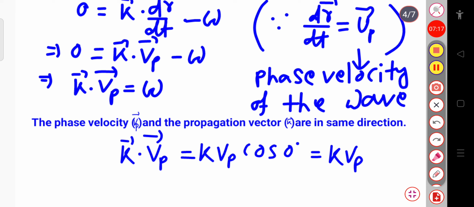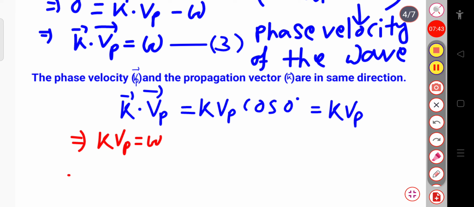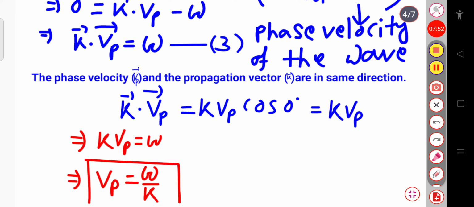Okay, now if I put this in equation 3, I am substituting in place of k vector dot Vp vector the magnitude of k into the magnitude of Vp. Vp is the phase velocity, so this will be k into Vp equal to omega, right? Or we can write the phase velocity Vp equal to omega divided by k. This is the phase velocity relation with omega and k.